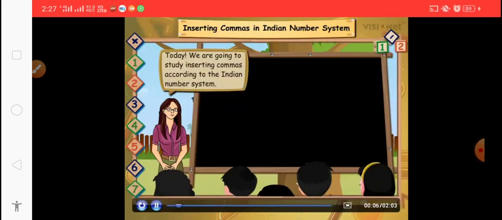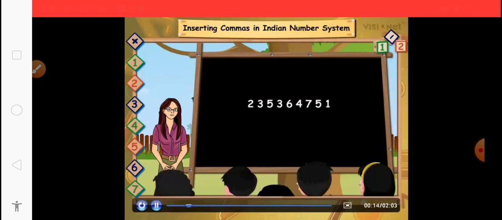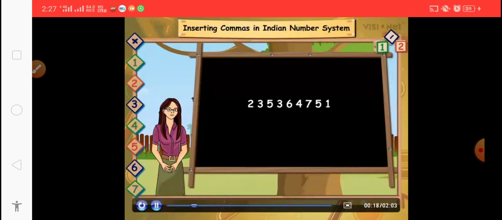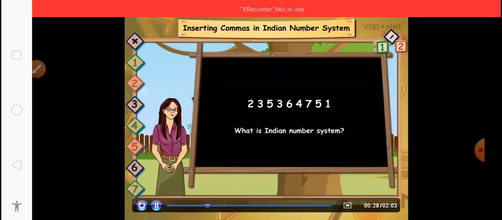Inserting commas in Indian number system. Today we are going to study inserting commas according to the Indian number system. Let us take a number 235364751. Now we need to put commas in this number according to Indian number system. So let us first understand what is Indian number system.